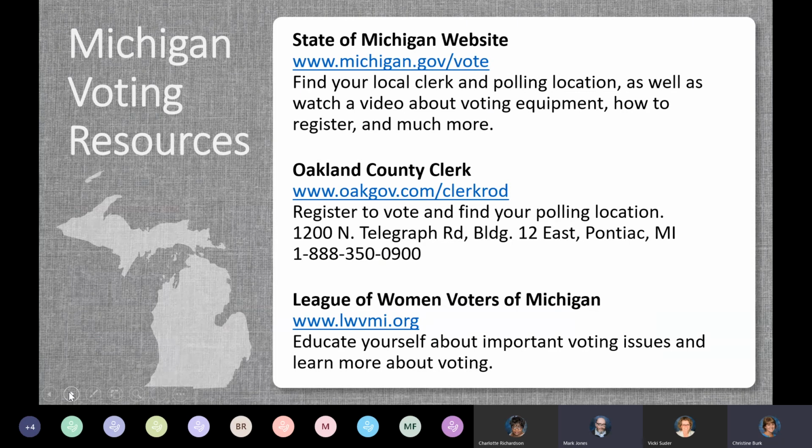The Oakland County Clerk is at www.oakgov.com/clerkrod. That's CLERKROD. You can register to vote and find your polling location at that website as well. The address of the Oakland County Clerk is 1200 North Telegraph Road, Building 12 East, in Pontiac, Michigan, 48341. Their phone number is 1-888-350-0900. That's 1-888-350-0900.